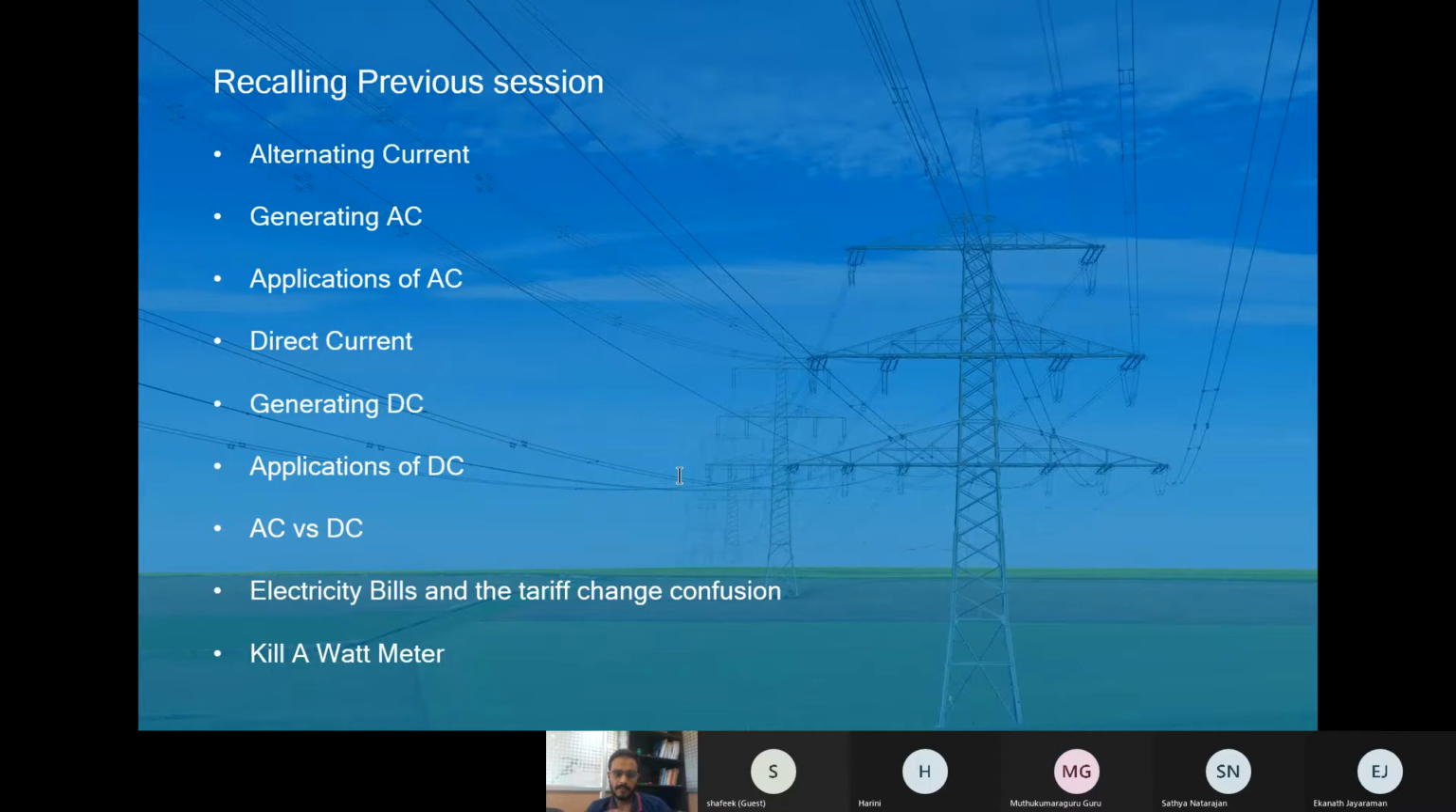AC can be produced using a device called an alternator. We saw three types of AC waveforms, that is sinusoidal, triangle and square wave. The general applications of AC are AC motors and transformers.